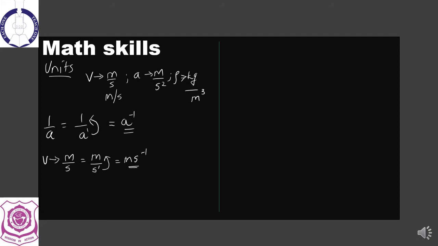Now, the next one is acceleration, which is meters per second square. The s square goes to the numerator and becomes s to the power minus 2. So I can write this unit as m s to the power minus 2. And the last one is density, which is kilogram per meter cube. This can be written as kg m to the power minus 3, because m to the power 3 goes to the numerator, and the power becomes negative, so you have m to the power minus 3.